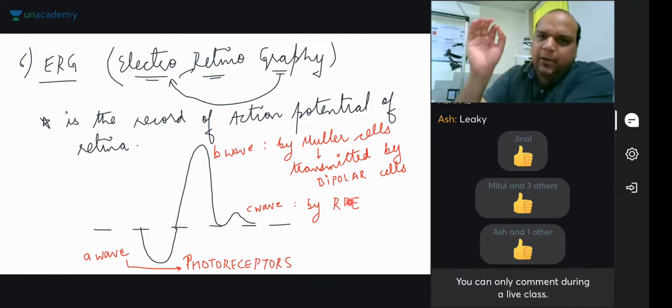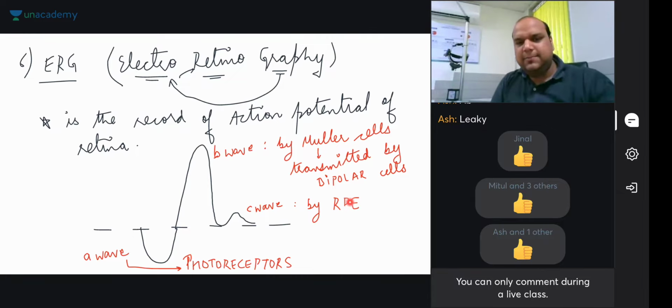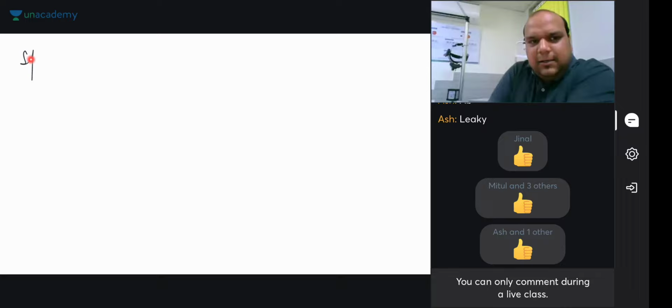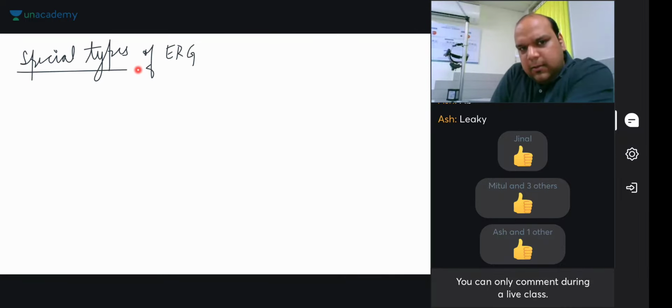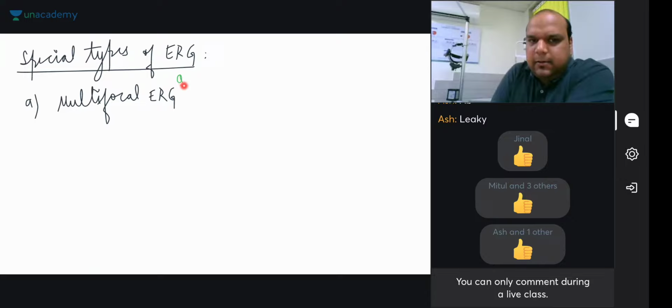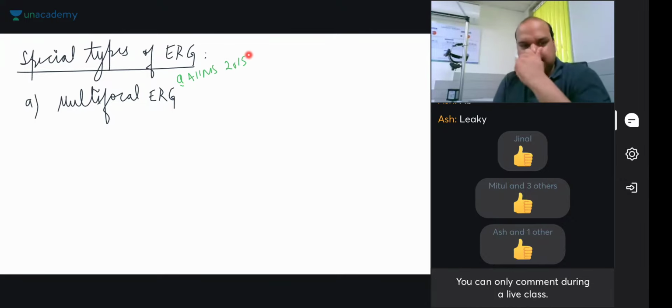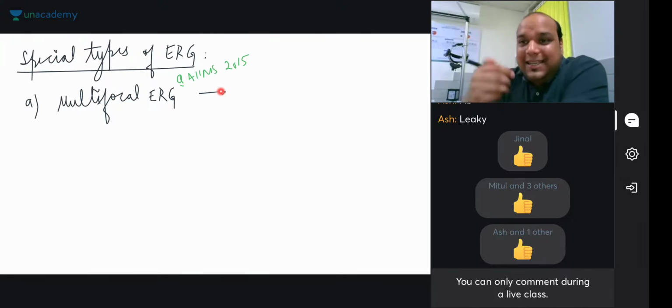That's a normal electroretinography. Now, there are some special types of ERG. The first special type of ERG that we all should be aware of is called multifocal ERG. This question was asked in AIIMS May 2015. The question was multifocal ERG.